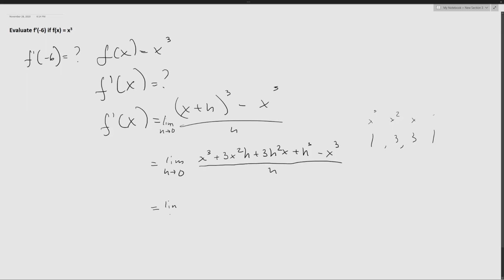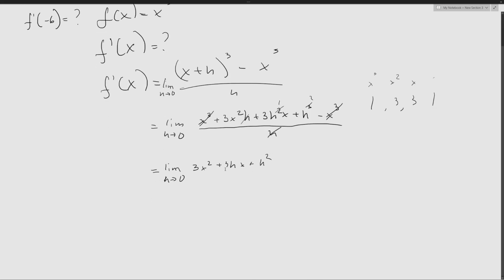Again, the first and last terms cancel out, and so we get 3x squared times h. Here's an h, here's an h. We can reduce all the terms, right? So this is now 1, and this is now 2, and now you leave. And so we get 3x squared plus 3hx plus h squared. Now, since we are not going to get 0 over 0, we can substitute 0 into h, and so we would get 3x squared. So the value of f prime of x is 3x squared.